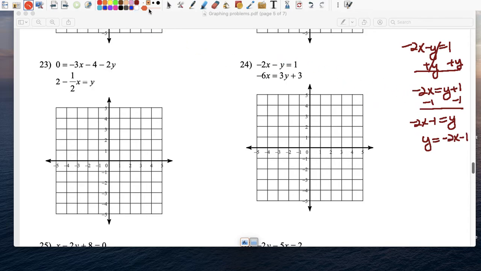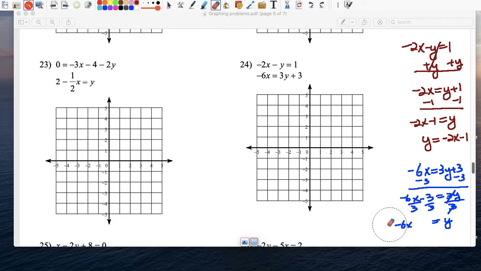Our second equation, let me change colors to blue. Negative 6x equals 3y plus 3. In this case, I am going to subtract 3 from both sides. And I get negative 6x minus 3 equals 3y. Now I have to divide everything by 3. The 3 goes away, so I get y equals, and let me write this a little better. Negative 6x, we can simplify. Negative 6 over 3 is negative 2, and negative 3 over 3 is negative 1. So let me just change sides here: y equals negative 2x minus 1. So that's our second equation.